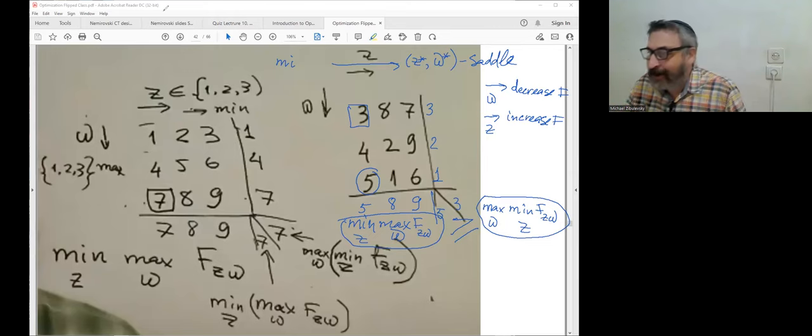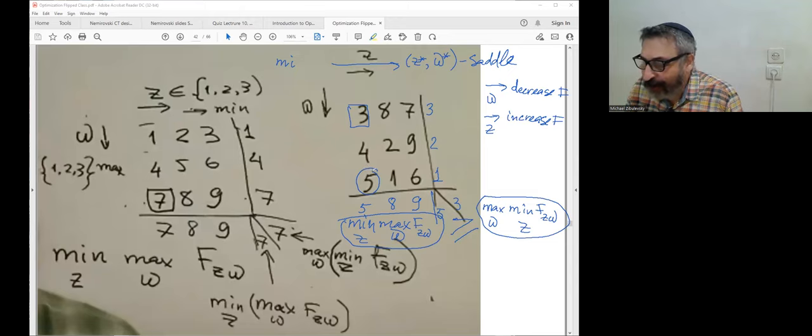Let's see what happens in our second example. If it would be a saddle point, moving in direction omega, what should we do? Decrease, yes? Are you with me? Please respond with voice. Anybody? Yes, with you.